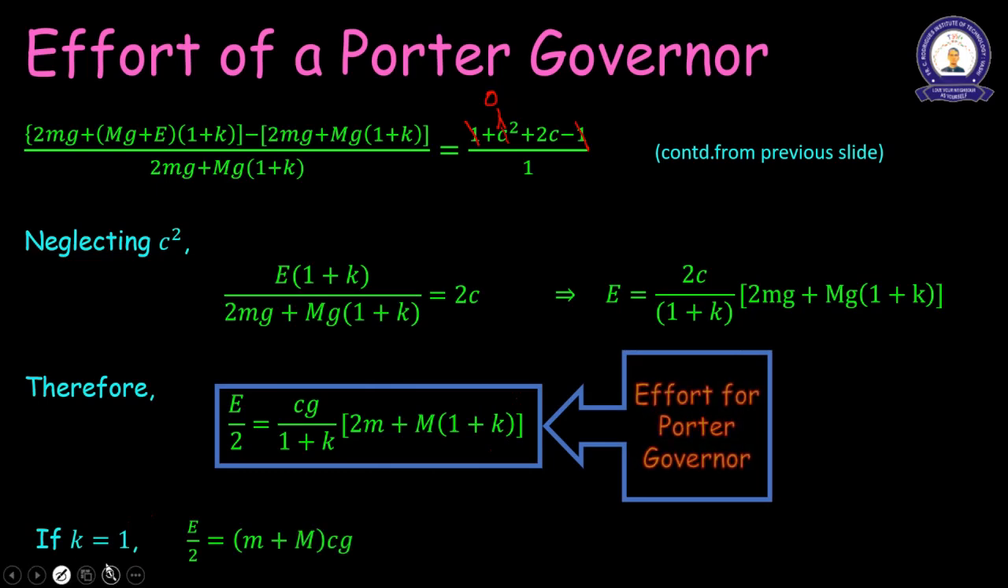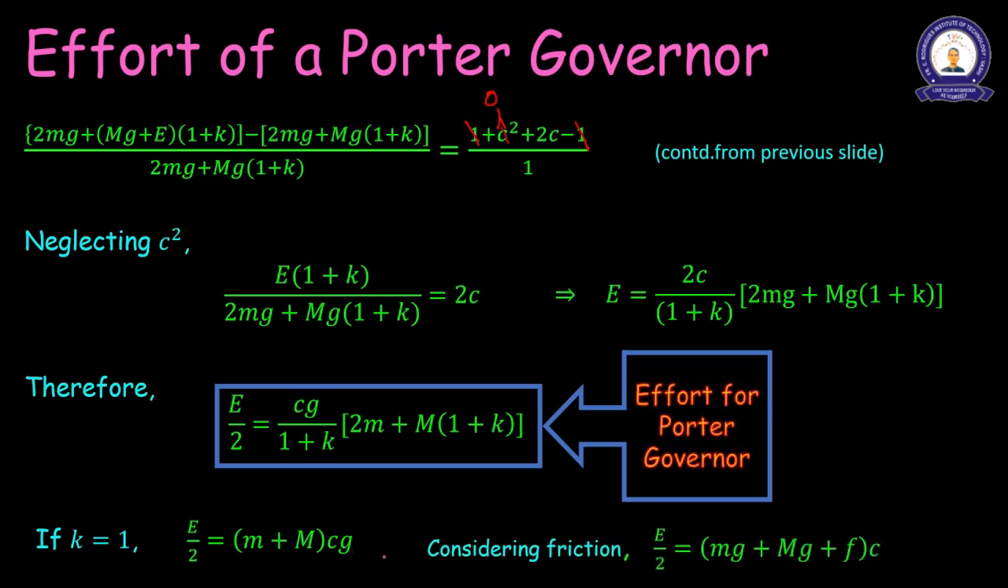Now if I put the value of k equal to 1, that is, I assume that all the arms of my governor are of equal length, then my equation for the effort will get modified to simply m plus capital M into Cg. If I want to consider the friction, then the equation gets modified to E by 2 equals mg plus F into C. So this is the case considering the friction, but also assuming that arms are of equal length.